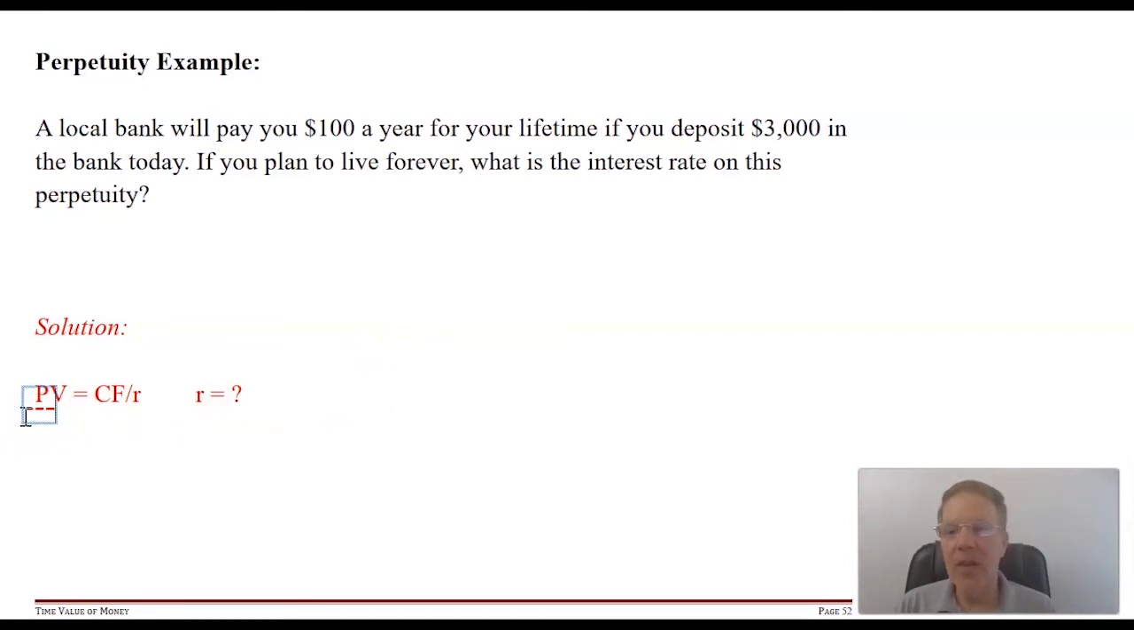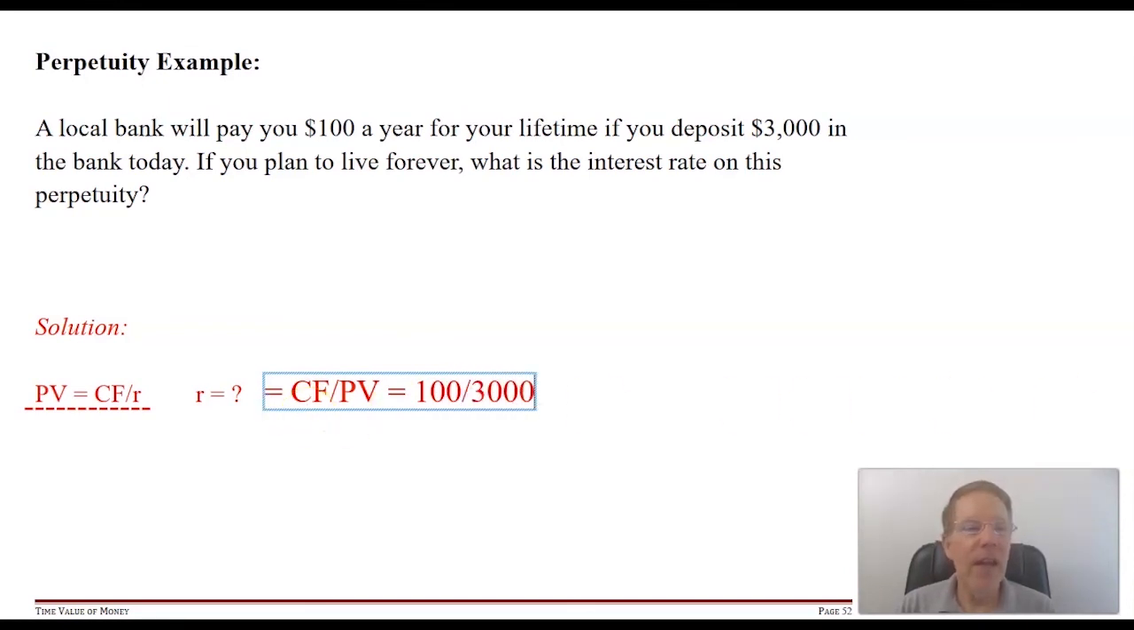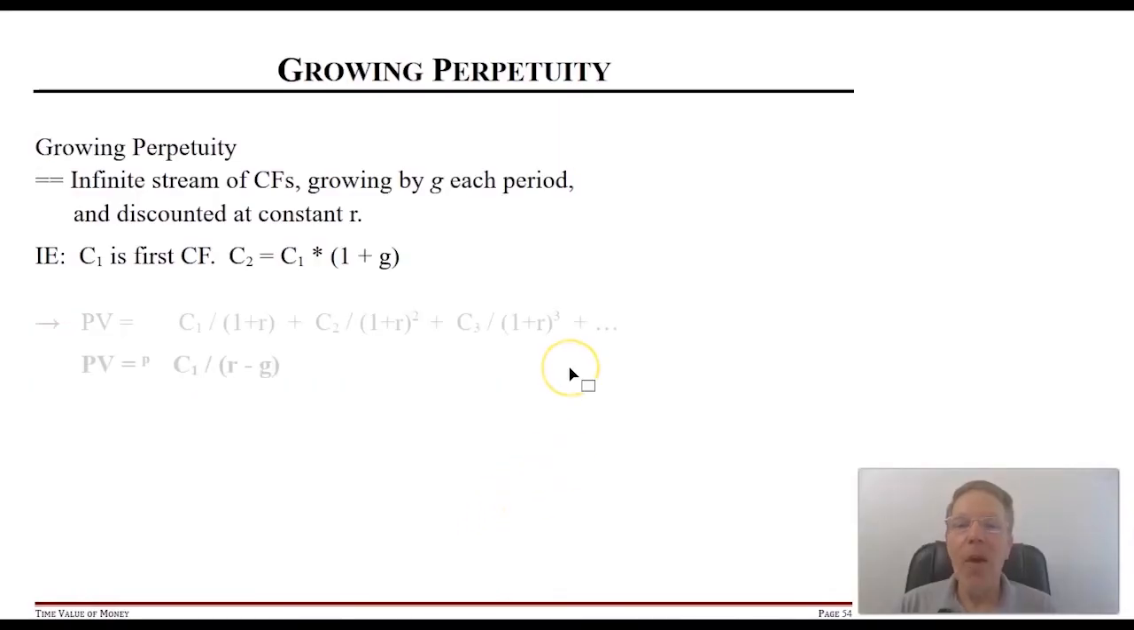Yes. We'll start with the perpetuity formula, and through the magic of algebra, we get that R is equal to our cash flow divided by our PV, and that's equal to 100 divided by 3,000, which is equal to 3.33%. That's pretty good.